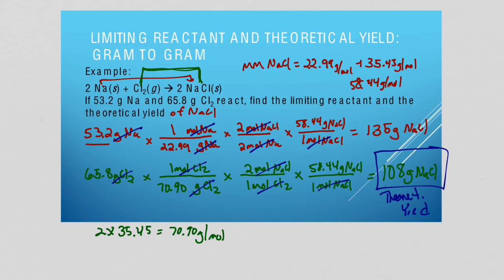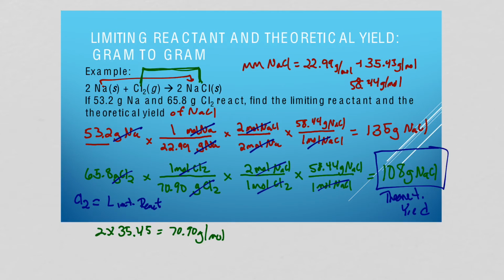And since that came from the Cl2, that equals my limiting reactant. Okay, so now I've identified my limiting reactant as Cl2. I've identified my theoretical yield of sodium chloride as 108 grams. Now, that's where a lot of problems will end.